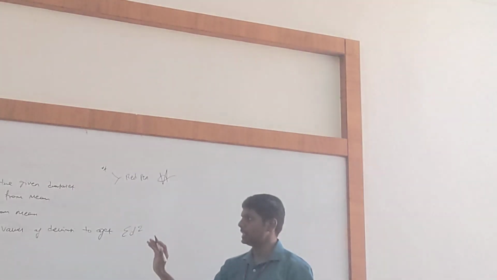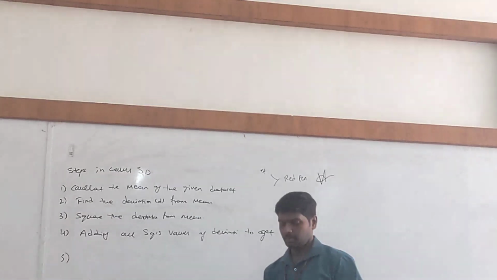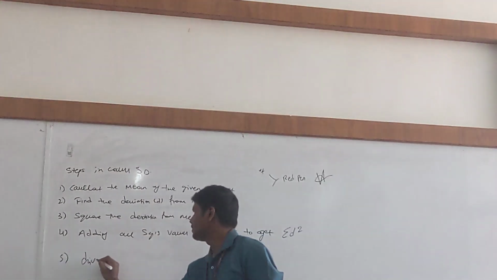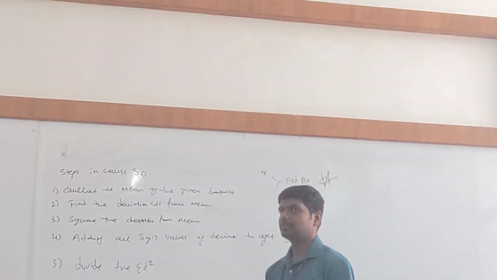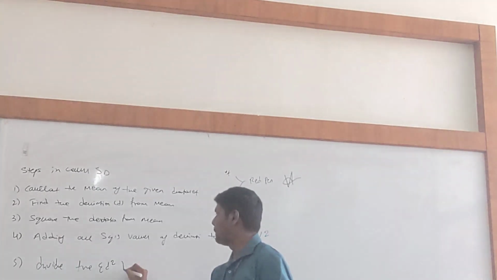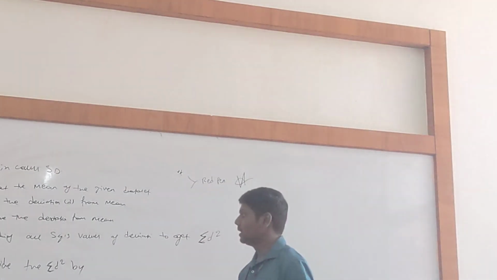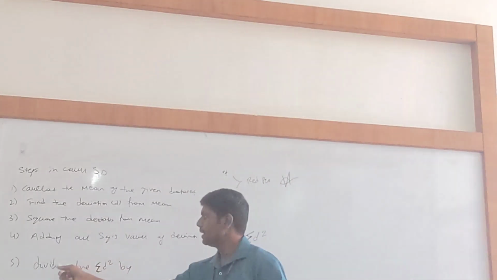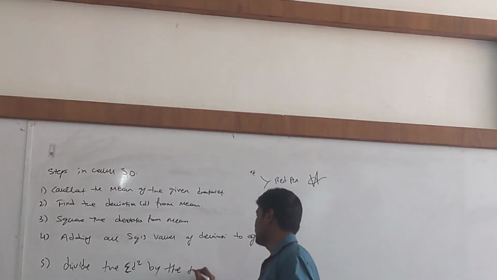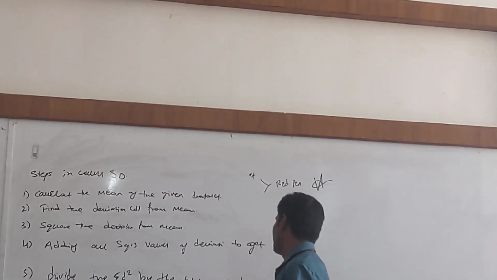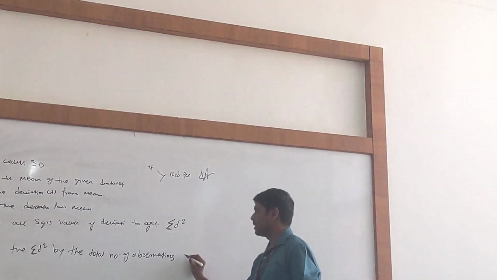To get the sum of squared deviation, this is the fourth step. And the last and final, fifth step: divide the sum of squared deviation by the total number of observations. This symbol stands for sum. Divide the sum of deviation square by the total number of observations.